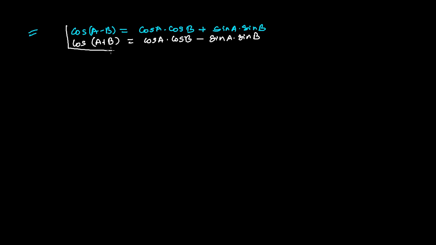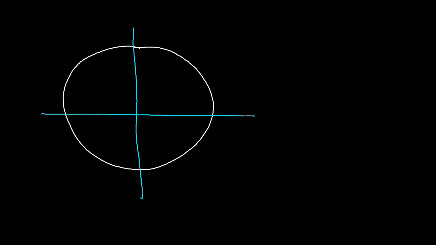So how did this formula come? Let's take a look. How to derive this formula, let's take a look. For that I need to make a unit circle. Let's say I have a circle. This is my rough circle. Hope it's looking good. Really bad circle.